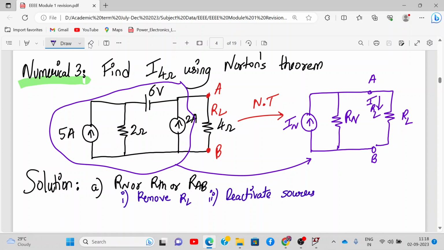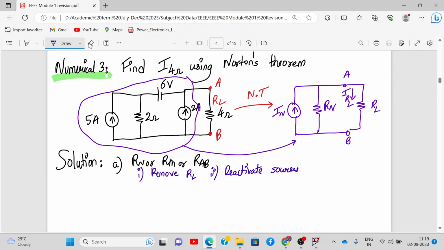What will happen to current sources when they are deactivated? See, a voltage source will become a short circuit. A current source will become what? Open circuit. Open circuit. Yes. So the same network, and then you calculate, you find RAB.